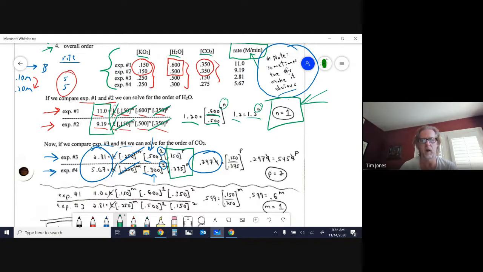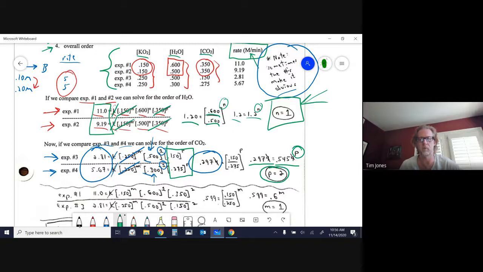So 0.15 over 0.275 to the P. Now, when you do the math on this, it comes out a little bit messy. You get 0.2974 equals 0.5454 to the p. Now, one technique you can try is you can just try raising 0.5454 to a variety of exponents, and you'll get lucky eventually, and you'll find that it's a 2 or second order.